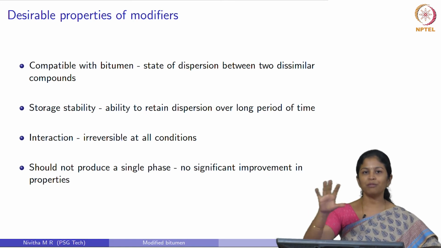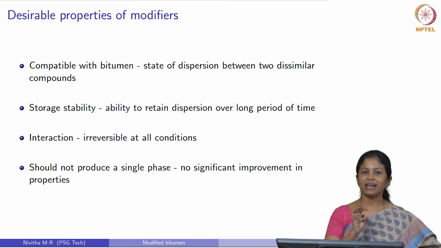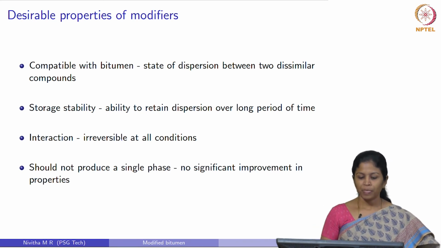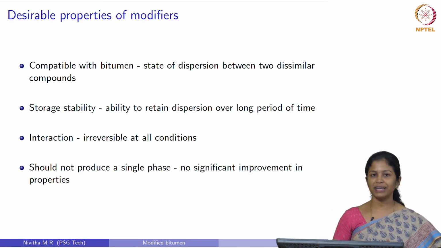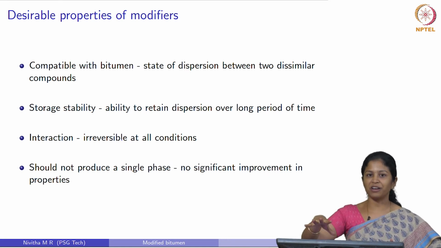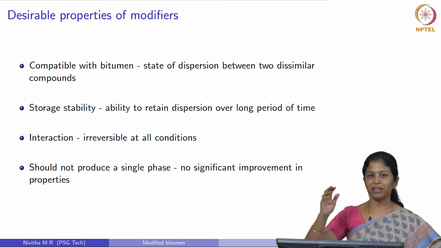We have n number of polymers available and we can add any of these polymers to bitumen, but they have to be compatible. That is the first factor which limits most of the addition of polymers to bitumen. The second one is storage stability, as we have defined. It is the ability to retain the dispersion of modifier in bitumen over a long period of time.